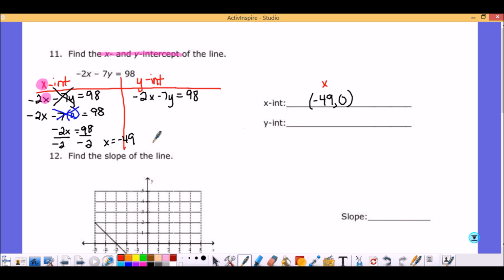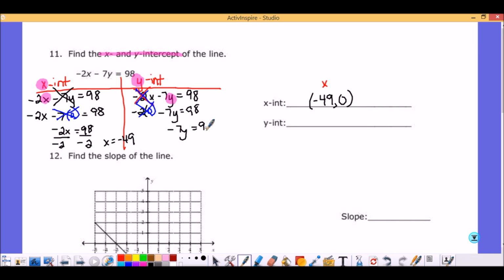All right, so now let's swap. Now I want to find the y-intercept. So to find the y-intercept, I only want the letter y. So that means I don't want the letter x, so I'm going to cross it out. That also represents negative 2 times 0, because I don't want the letter x, so that means it's gone. So now I'm left with negative 7y equals 98.